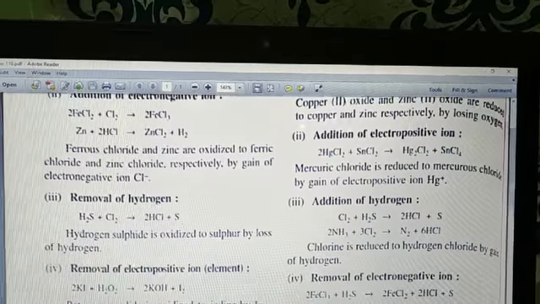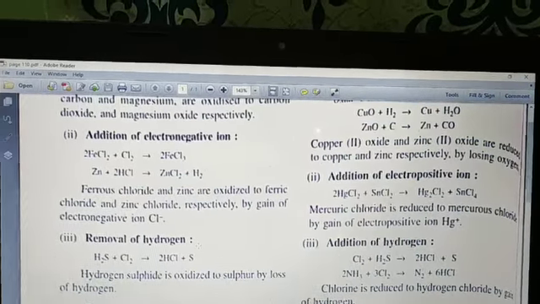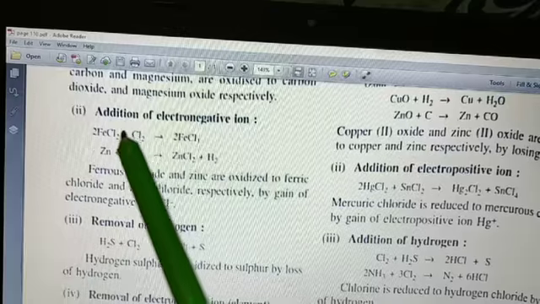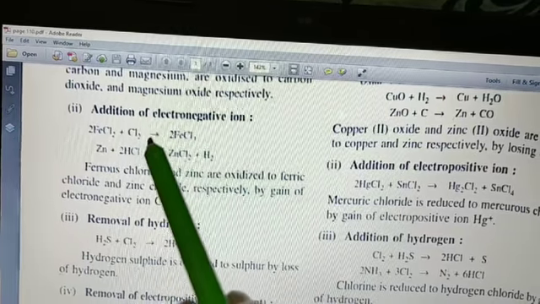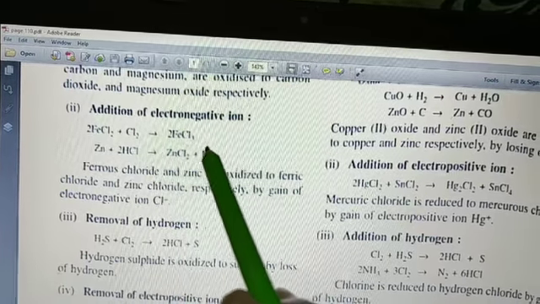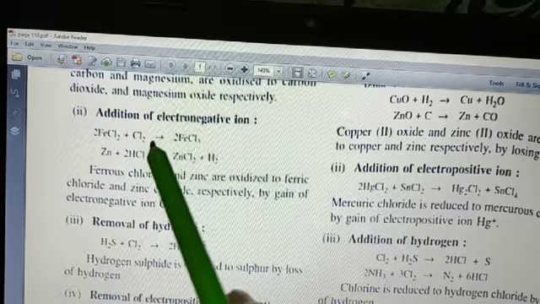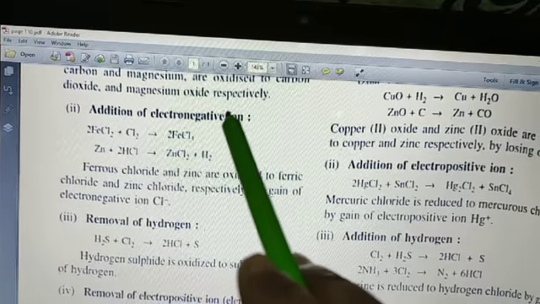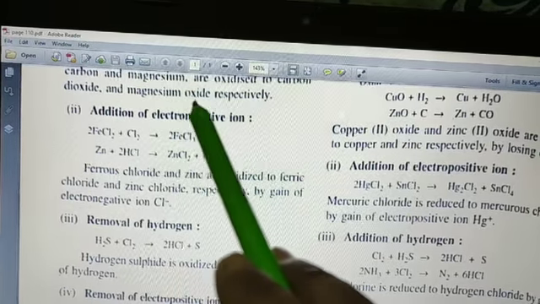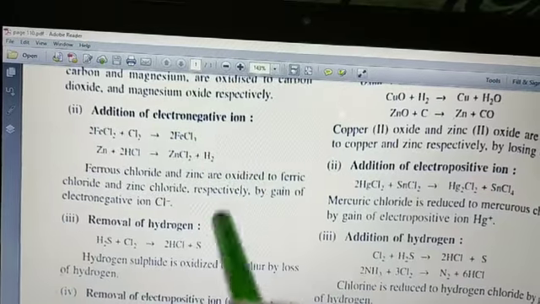The second one is addition of an electronegative ion or element. Say for example, when FeCl2 is reacted with Cl2, it will form FeCl3. So over here, Cl is the electronegative ion. So this addition we also call an oxidation process.